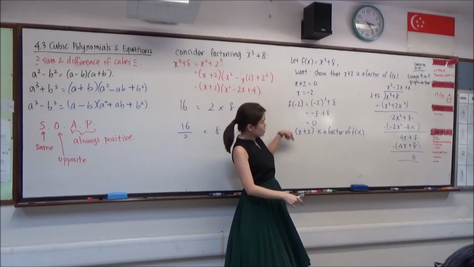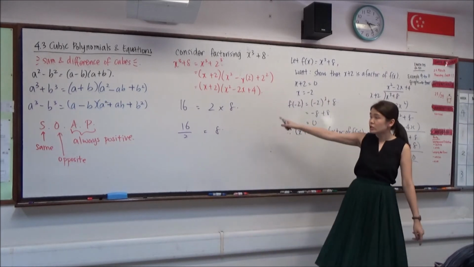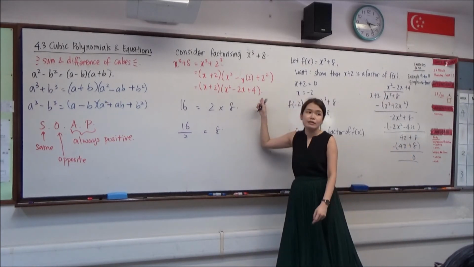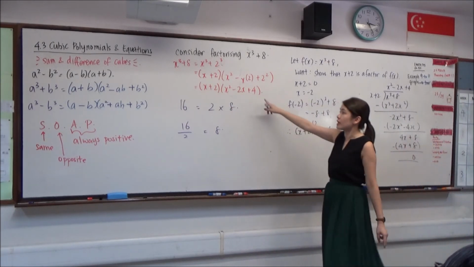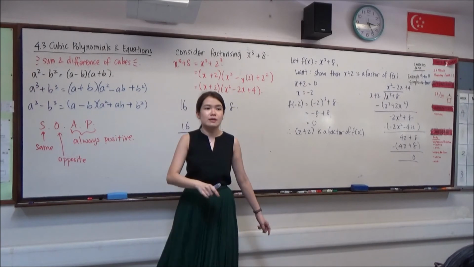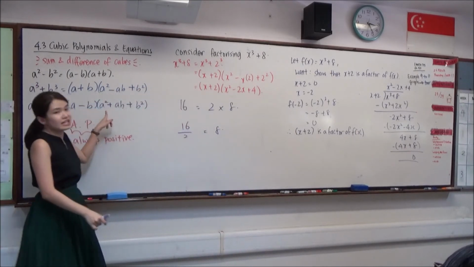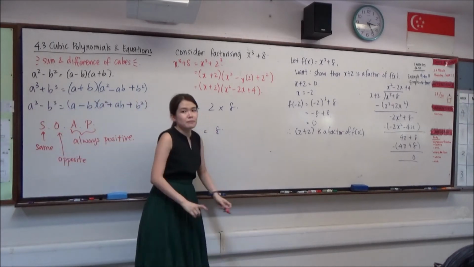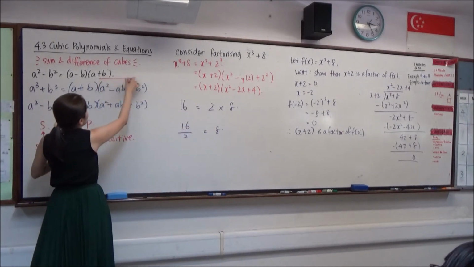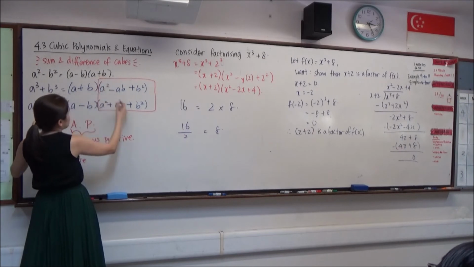So going through this long process helps me to show you that the factorization over here is correct. And x squared minus 2x plus 4 can never actually be further factorized. Likewise, in the general case like this, the quadratic portion can never be further factorized when we deal with cubes, sum and differences of cube.